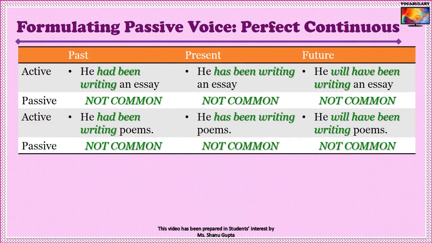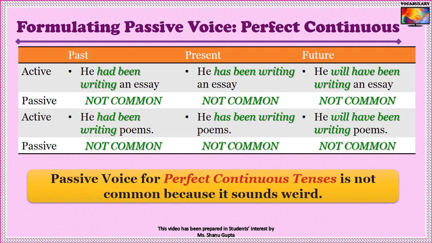Now come the perfect continuous tenses. The passive voice for perfect continuous tenses is possible but is not very common. Let me tell you why. In the present perfect continuous tense, we have the sentence, he has been writing an essay. If I attempt to convert it into passive, the sentence would look like, an essay is being written by him. Sounds weird, isn't it? So that's why we don't form passive for perfect continuous tenses.